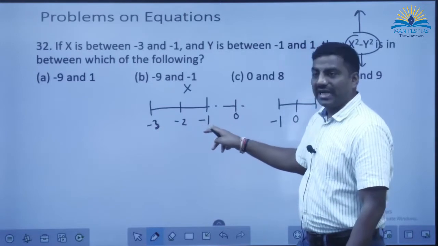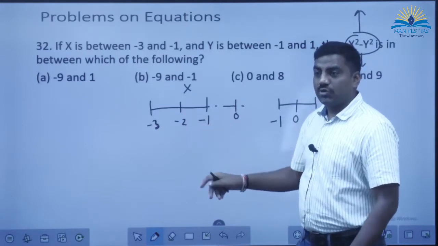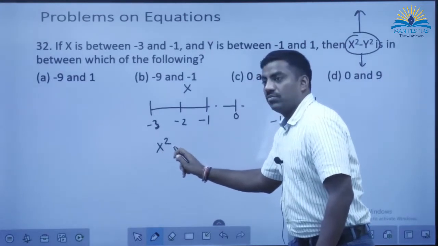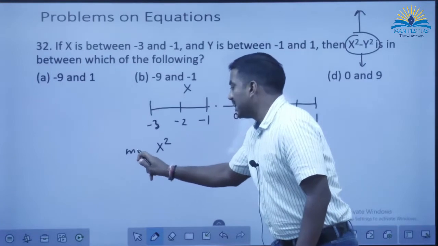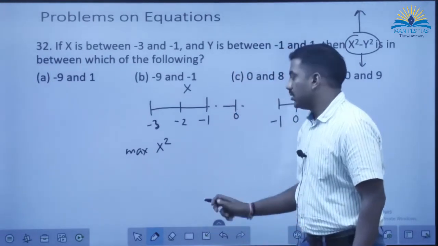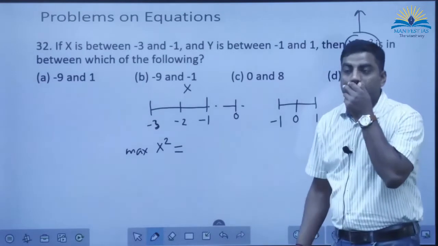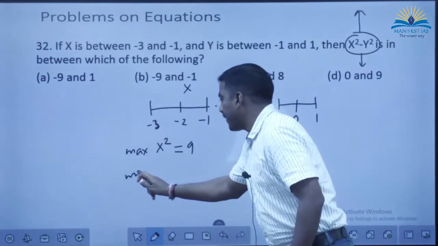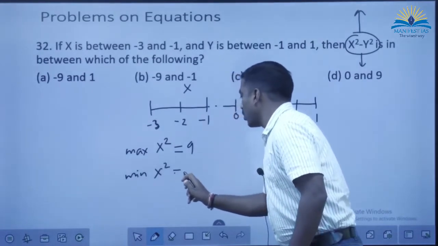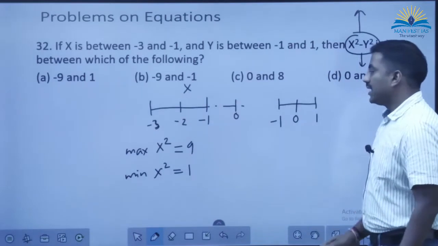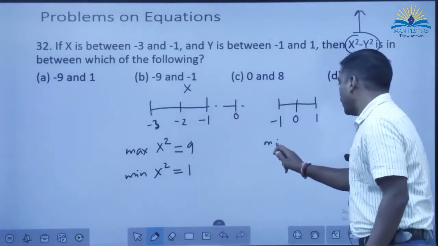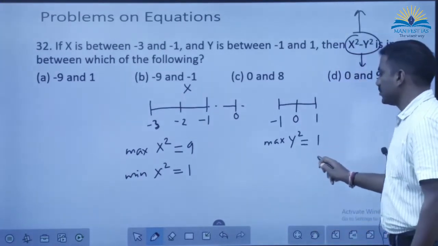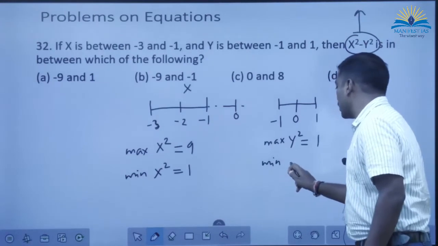-3 here, this end -1. If you take x square, what will be the maximum value of x square? Maximum value of x square? How much? 9. Minimum value of x square? 1, sure? Yes or no? Then maximum value of y square? 1.